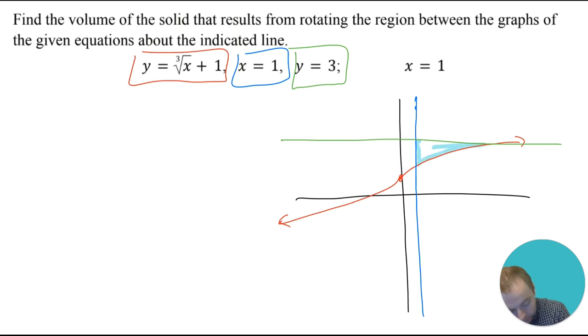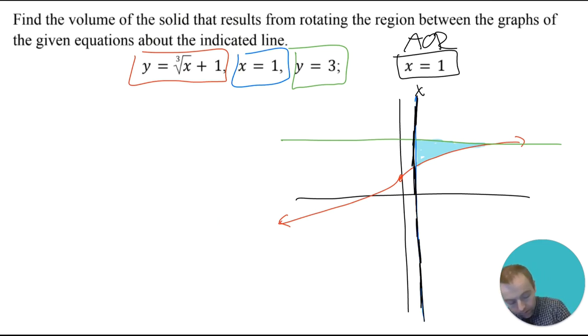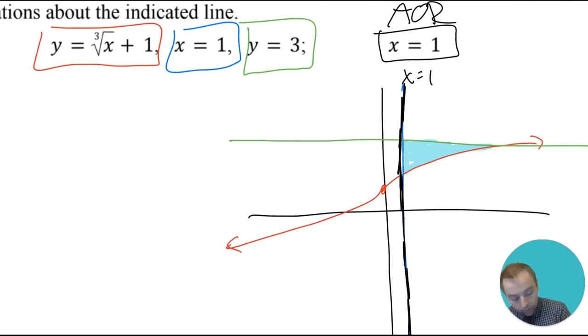And so that's going to form our region. So it's going to be this region right here that we are going to revolve. And then this right here is going to be that axis of revolution that we're going to revolve around. So we're going to revolve around x equals 1, which would actually be this right here, x equals 1. So you can see that that region completely borders the axis of revolution.